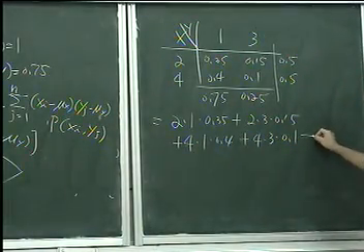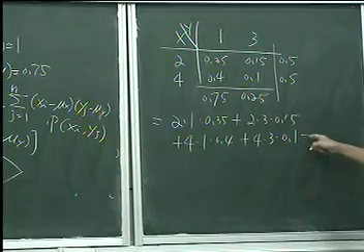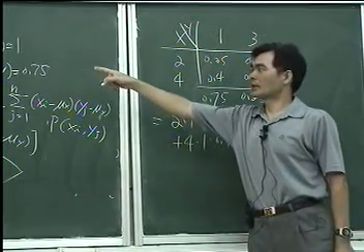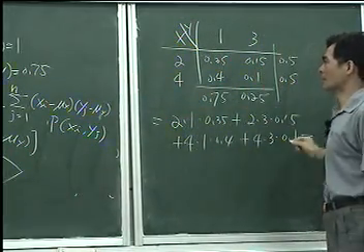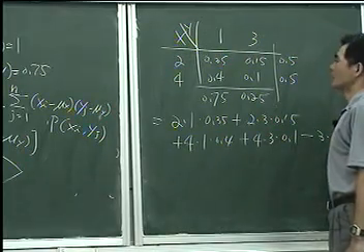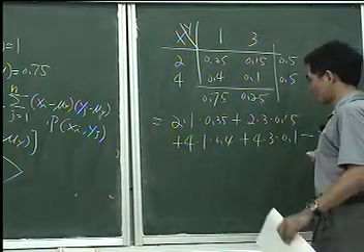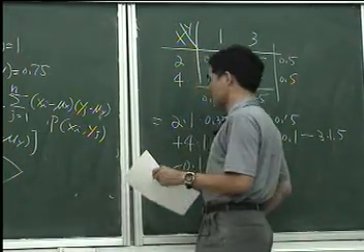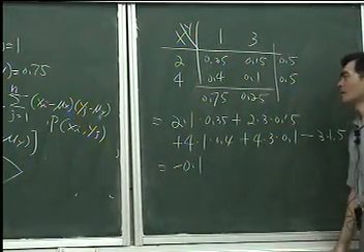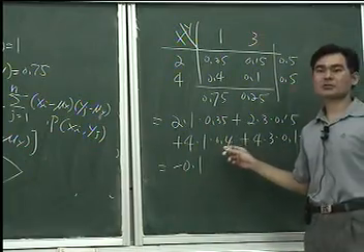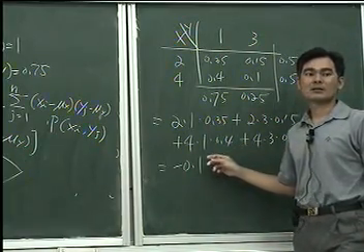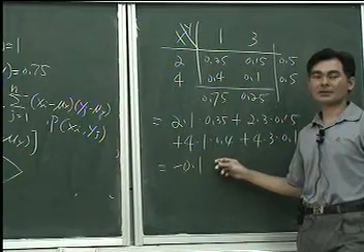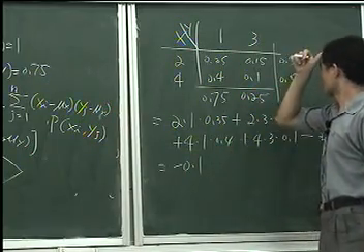Okay? Remember, you have to subtract expectation x times expectation y. So the answer is negative 0.1. Okay, it is negative 0.1. So what does that mean? What's the relationship between x and y? It is negatively related. Okay, negatively related.